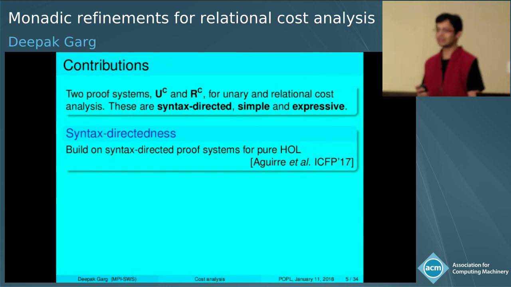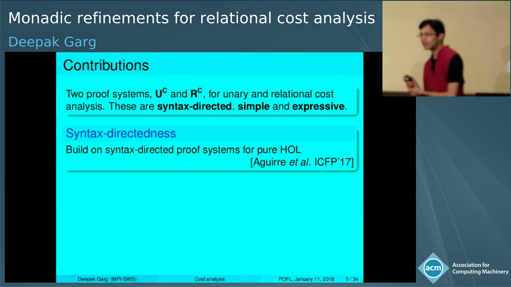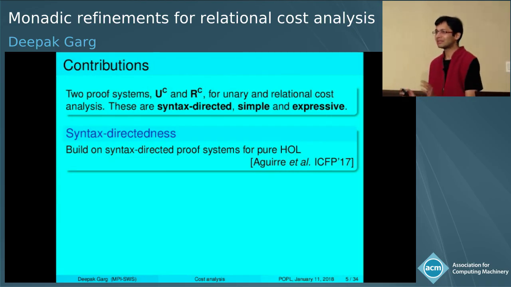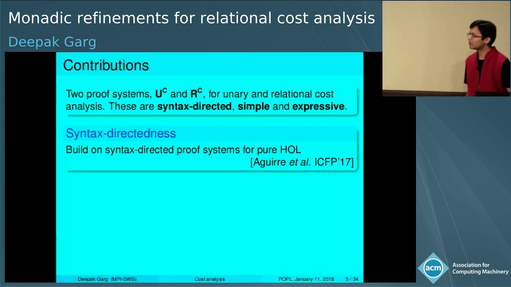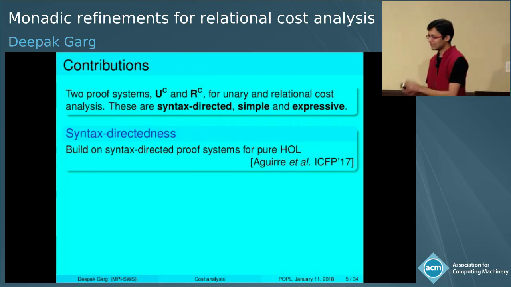So when I say syntax-directed, it means that the proof of the verification of a program is directed by the syntax of the program, not by the syntax of the formula that you're trying to prove about it. And this is quite important because proofs and verifications in general, if they're directed by the syntax, are much easier to construct. So this helps with actual verification.